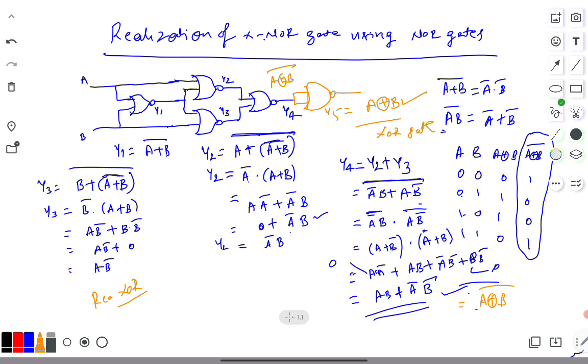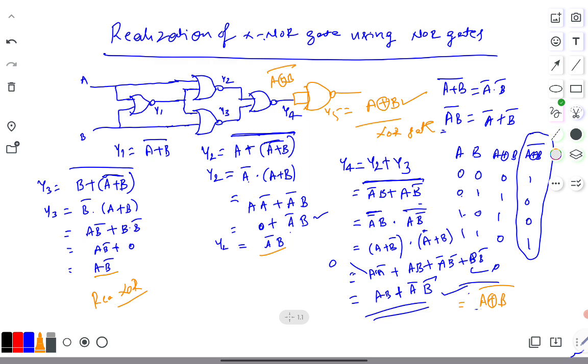To design an XNOR gate using NOR gates, you need 4 NOR gates. Like this you take A, B, Y1, Y2, Y3, Y4. You should know De Morgan's theorem and you should know the truth table. See how I simplified. Like that you need to simplify. Here you will get Y2 equal to A bar B and Y3 equal to A B bar. Then I have combined this: A bar B plus A B bar, whole bar.